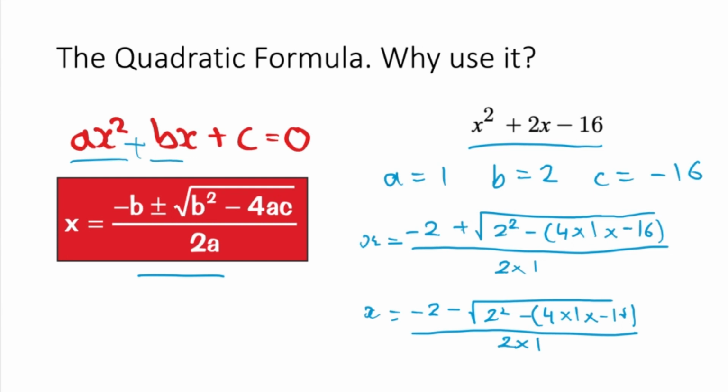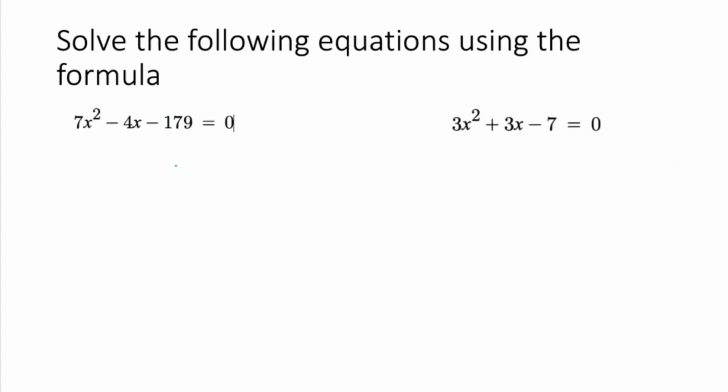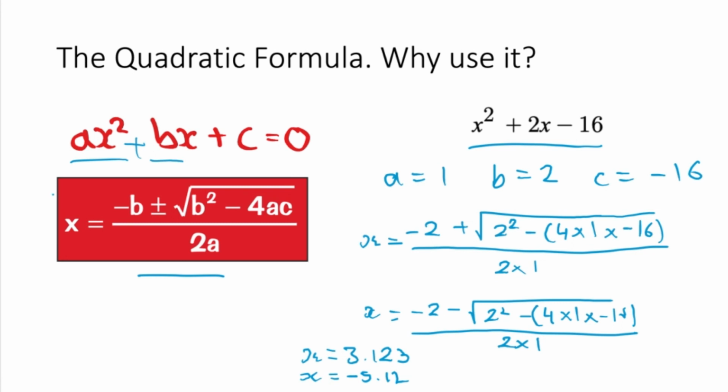So you do one for the positive and you do one for the negative. In this equation you get two answers. So x equals 3.123 and x equals minus 5.123. Solve the following equations using the formula. So pause the video and try to do this on your own using this formula.